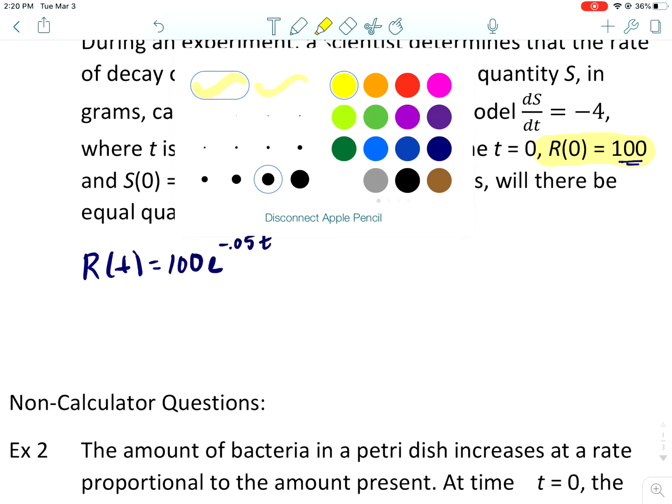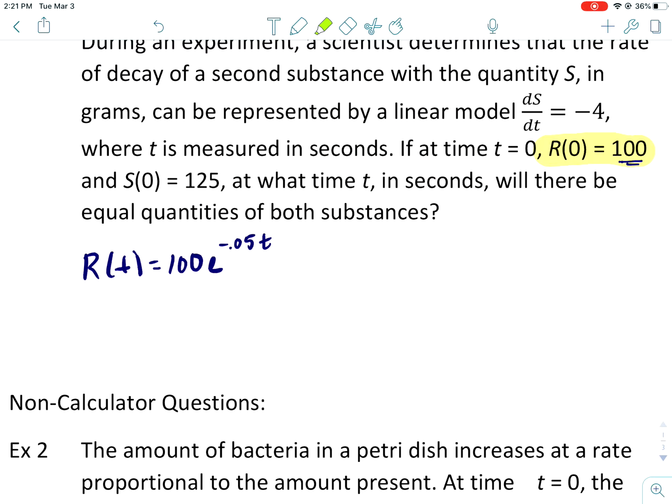All right, I'm going to go back and highlight with green for S. So this is the information about S. It tells you it's a linear model. It doesn't have to tell you it's a linear model for you to know that. But you guys go ahead and take that differential equation and initial amount and write a linear model for me, please.